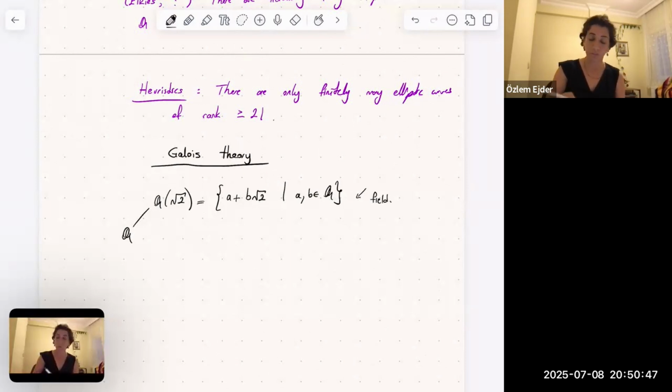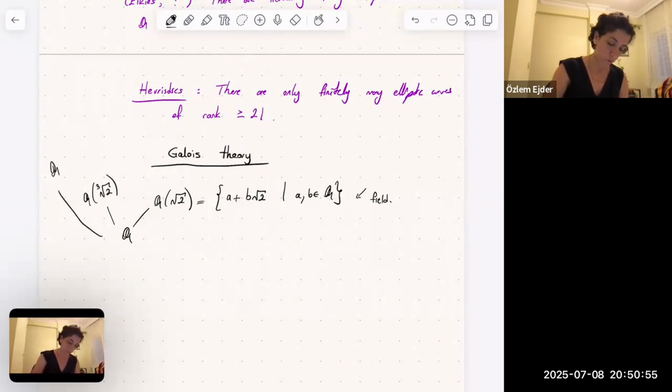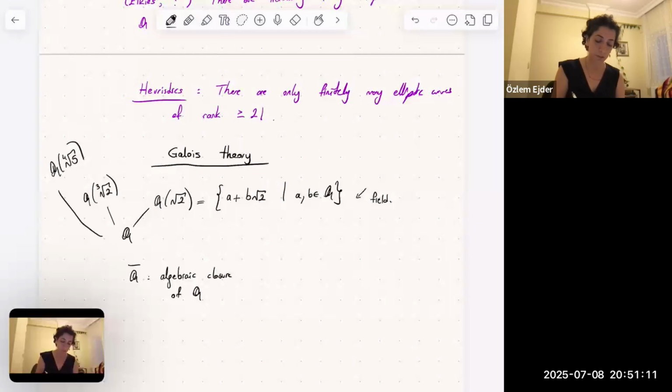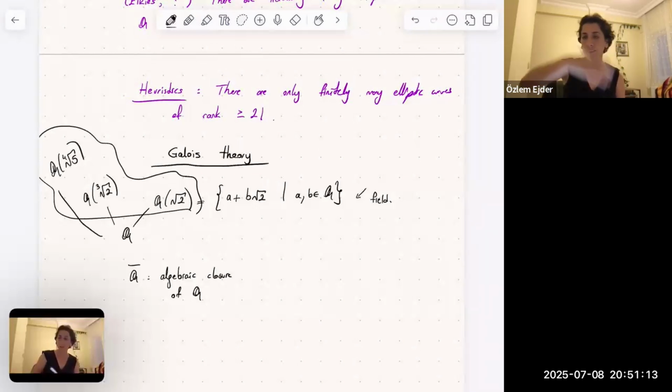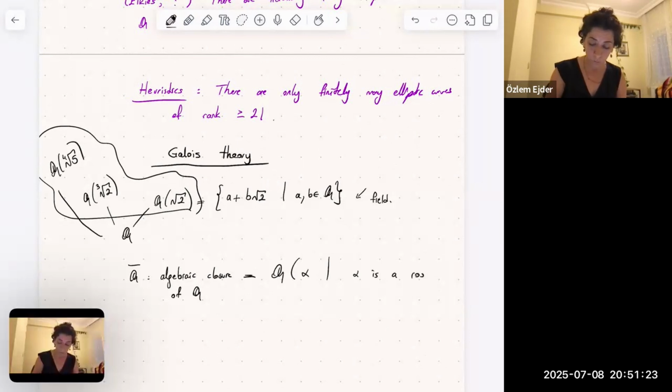But I can also do this for anything, really. I could do this for Q of a cube root of 2, or a fourth root of 5, and so on. I could write down many examples. What I'm going to write down here is Q-bar, which is the algebraic closure of Q. The algebraic closure of Q just means the union of all such extensions that I can create. So this means I'm taking Q of all elements alpha, where alpha is a root of some polynomial defined over Q.